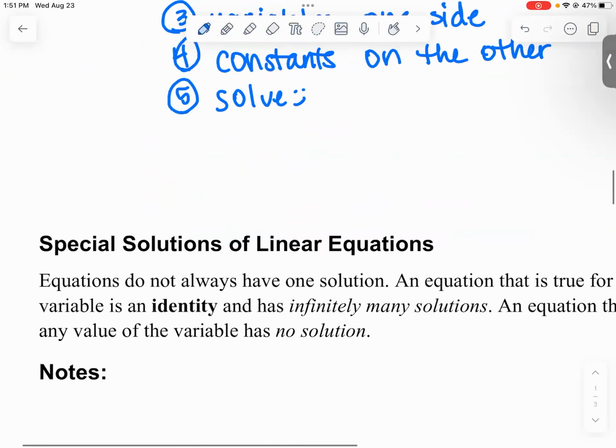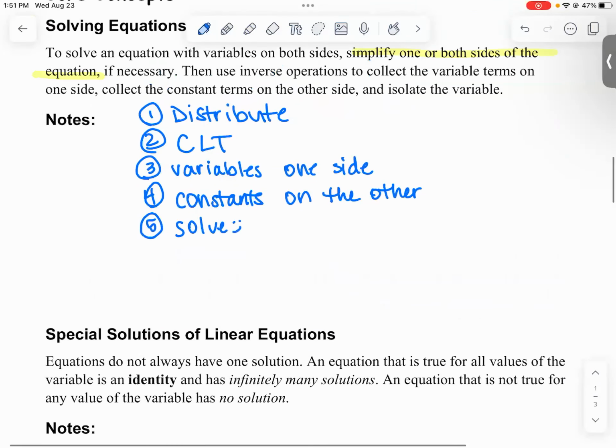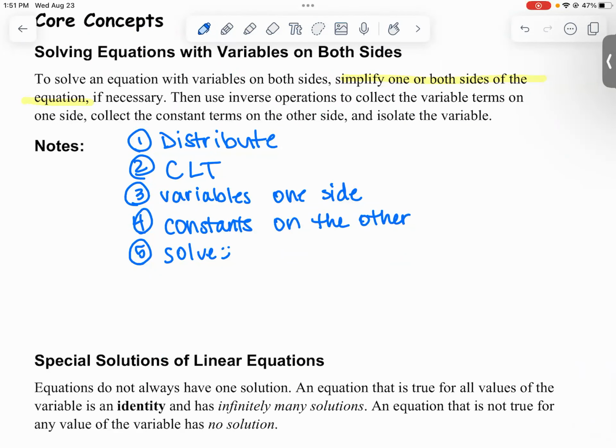Okay. Now, here's the deal. When we have variables on both sides, there can be some crazy things that happen within our problem. So we're going to talk about how there are 3 different kinds of answers you can get.